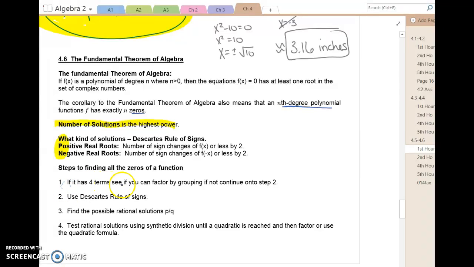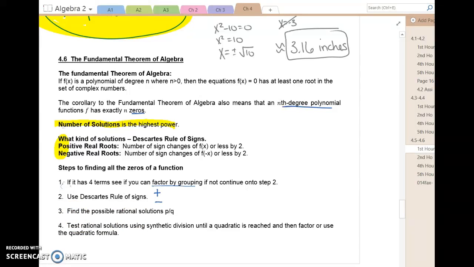If the polynomial has 4 terms, see if you can factor by grouping. If you can't, continue on to step 2. Use Descartes' rule of signs. Remember, the number of sign changes tells you how many positive solutions there will be. And then the number of negative solutions just makes it add up to the total number of solutions. And remember, it's that number or less by 2. So if there's 2 possible solutions, there could also be 0.